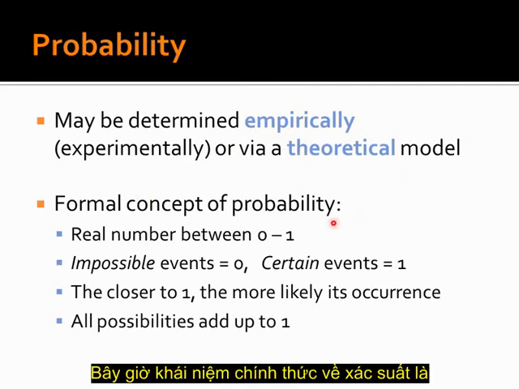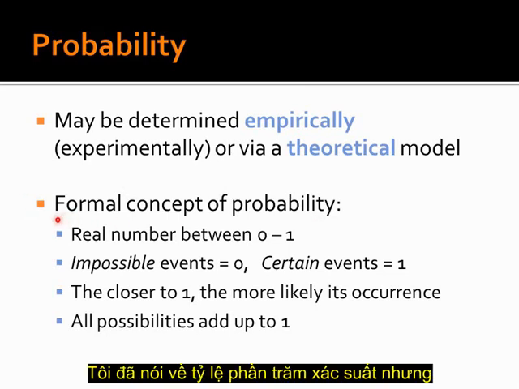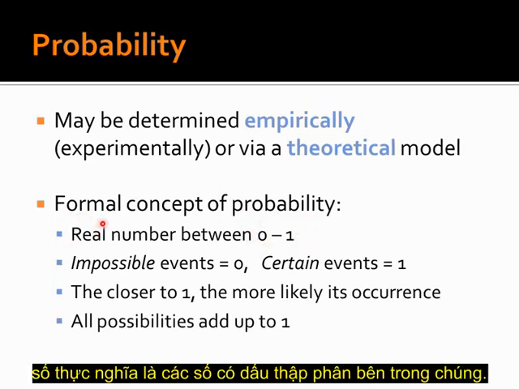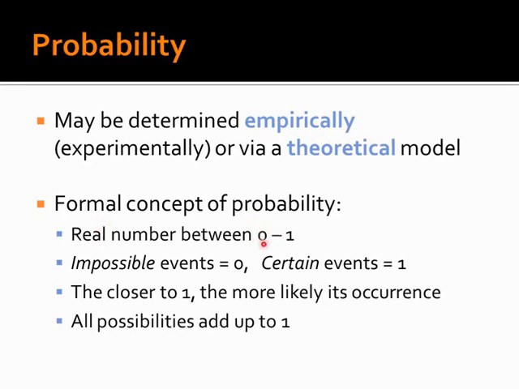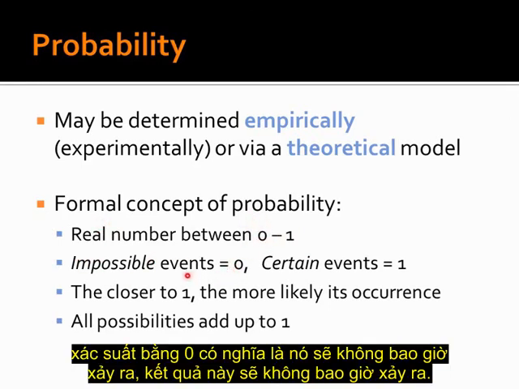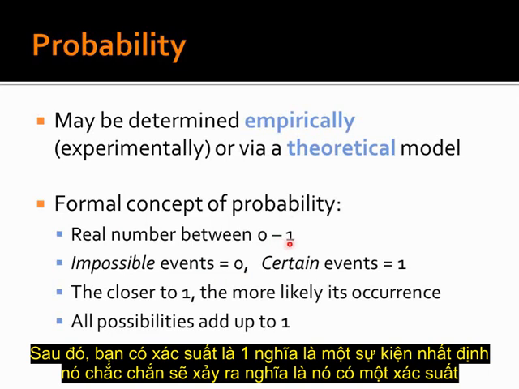Now, the formal concept of probability is this. I've been talking about percentages for probability, but in truth we actually use real numbers between 0 and 1. Real numbers meaning numbers with decimal points inside them. So the smallest probability is 0, and this is an impossible event. A probability of 0 means it's never going to happen. This outcome will never happen. Then you have a probability of 1, which means a certain event. It's definitely going to happen.